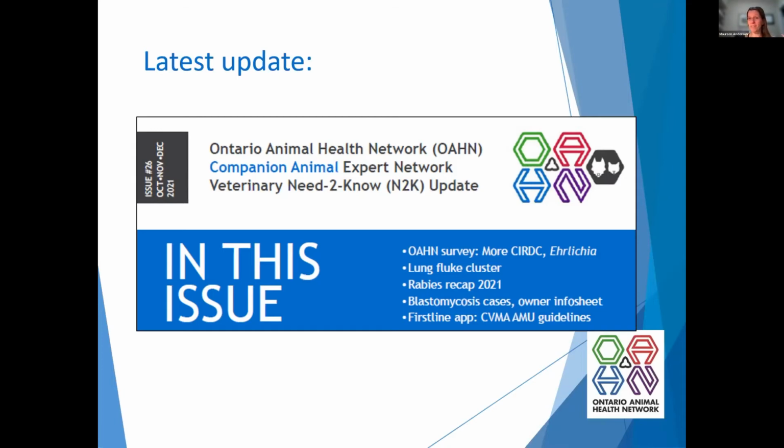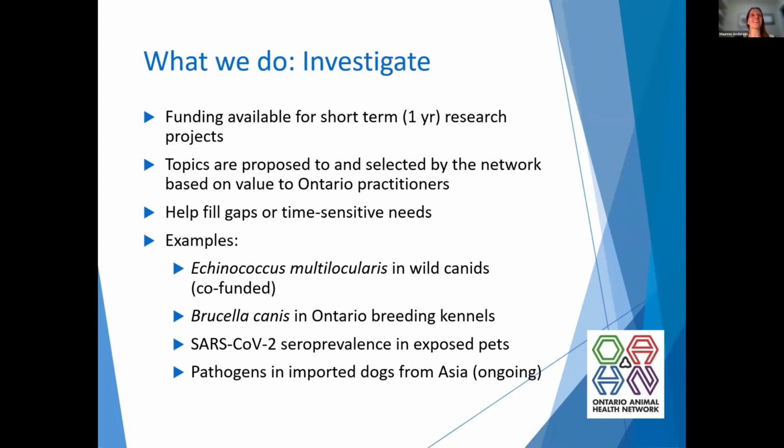We always recap our rabies situation in Ontario, because that's always very important. And we covered an interesting outbreak of blastomycosis that occurred in one of our northern communities, Constance Lake First Nation, which had a large outbreak of blastomycosis in people. And of course, people got worried about animals and their dogs and so on. So we made an info sheet for that. And of course, we're promoting the First Line app for the CVMA AMU guidelines. And there was other stuff in there too, and you're welcome to go and read it if you would like.